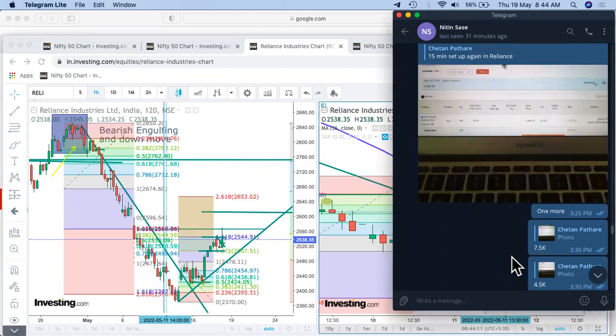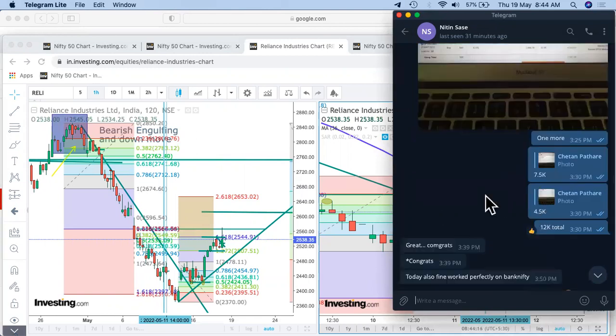So good, hefty profit for the day, which keeps on accumulating. Once you know you have got the direction of the trade, you can accordingly trade on the basis of that.